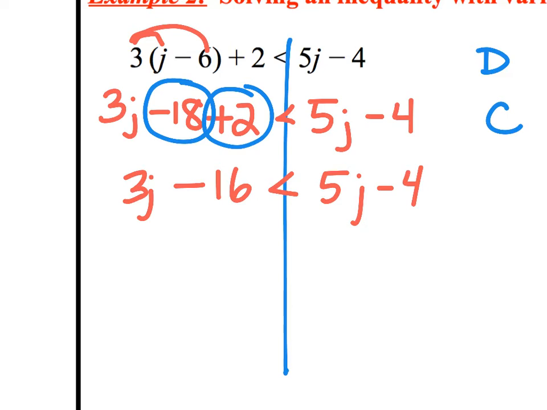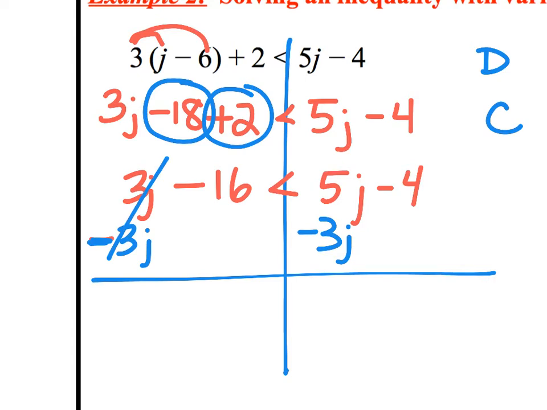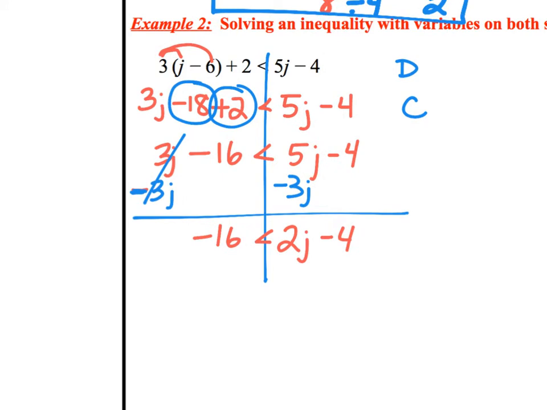Don't call me. So M stands for move your variables to one side. Do we need to do that? Yes. Yep, because I got j on the left and a j on the right. What should I do to move them? Right now the 3 is positive, so how would I take it away? There you go. So remember that negative sign goes with the 16, so we're going to subtract 3j. Because we are doing the opposite. It's a positive, we need to subtract. That'll give us negative 16 is less than, what's 5j minus 3j? 2j minus 4. So don't call me, that was the M.